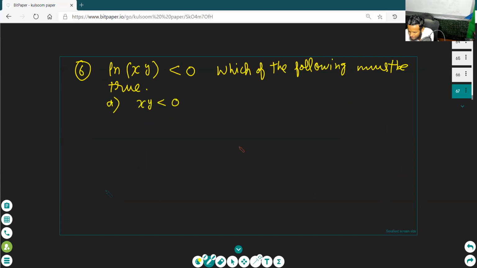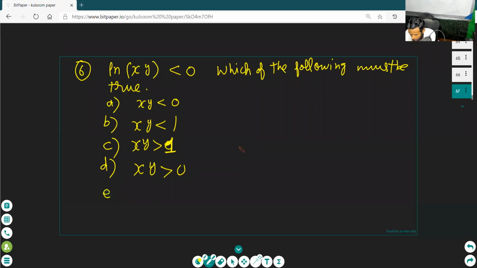Okay, for checking this, use the checking method. Use the cracking skills. Means you put some value less than 1, some value less than 0, and check which option may be correct. xy greater than 1 means you put any value greater than 1, and check on which it gives which will be true. Okay, on which you get this negative log natural. Okay, none of the above.